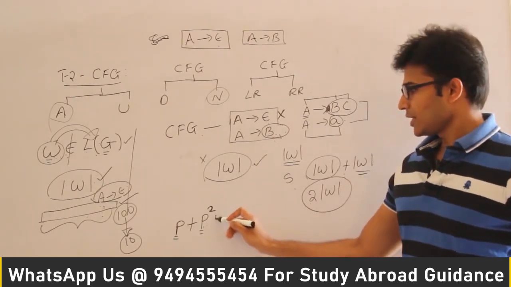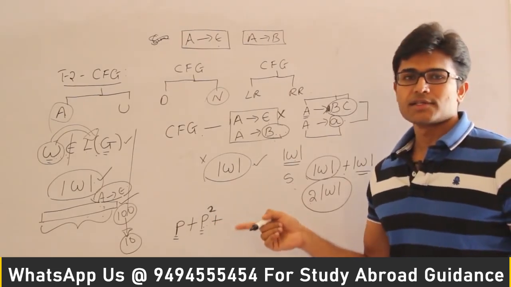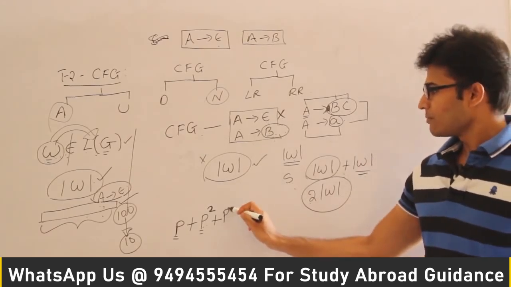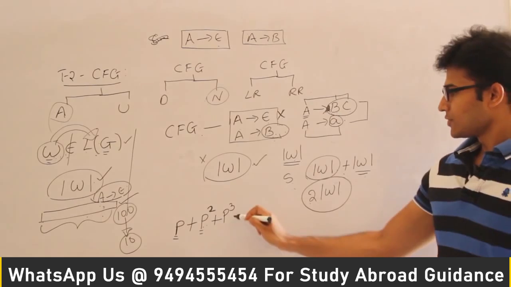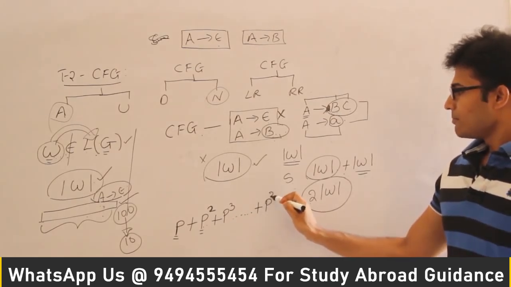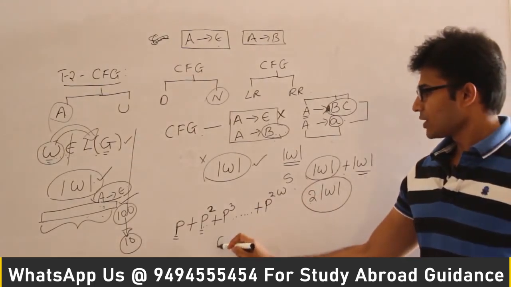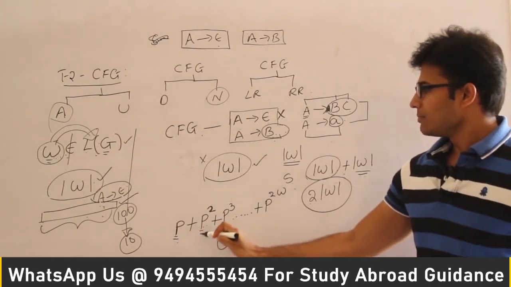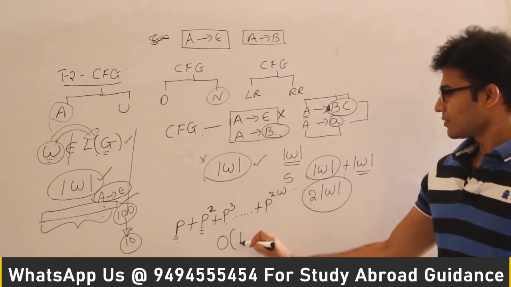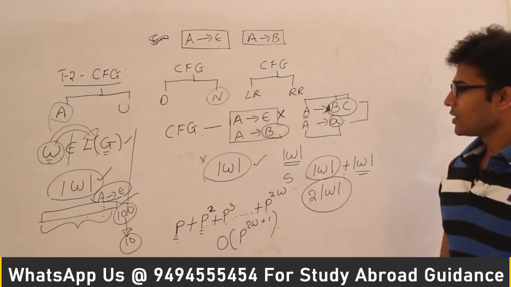If it doesn't match, I'll go to the next step. I'll take all these p square productions and replace every variable with p possible productions. Therefore I might get p cube sentential forms, and so on. Finally I might have to examine p power 2w. So what is the total time complexity required? Here p square, p cube, so on, up to p power 2w. It is nothing but p power 2w plus 1, which is exponential.